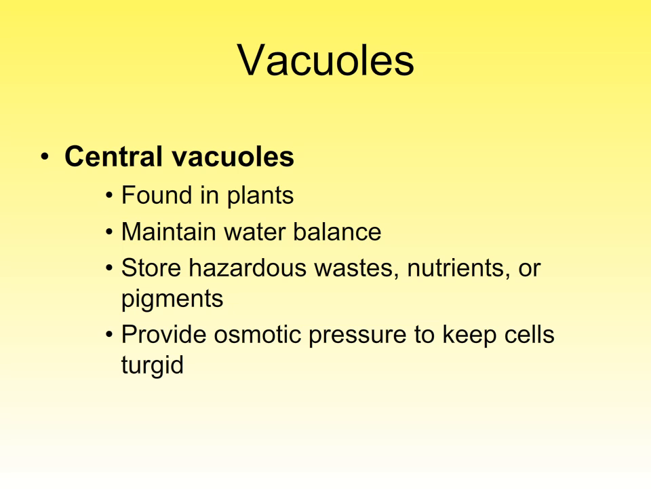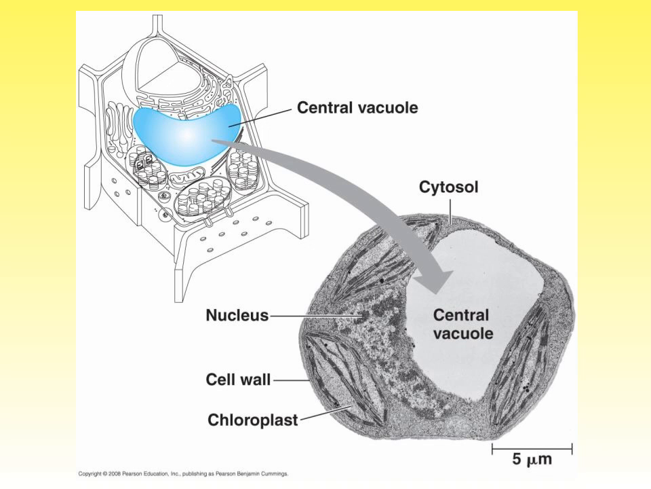The vacuole is hypertonic to the rest of the cell, and this osmotic pressure allows plant cells to be turgid. 50 to 80% of the cell may be taken up by the central vacuole.